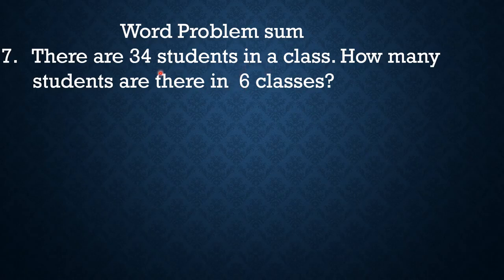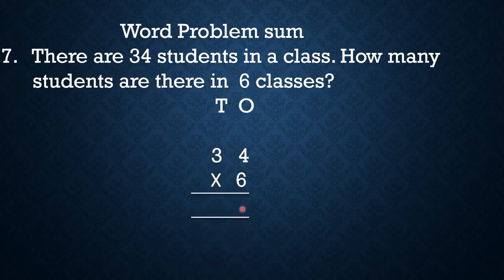So first of all we will write places ones and tens. Okay. Then 34 and then 6. So here we have to speak the table of 6. So we will start from our ones place. 6 multiplied by 4. So 6 fours are 24.